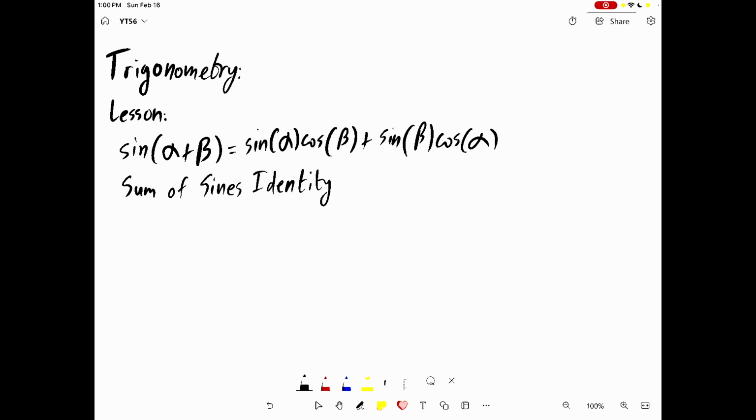Today's lesson is about the sum of sines identity, which says if we have two angles, alpha and beta, we can say sine of alpha plus beta is equal to sine alpha times cosine beta plus sine beta times cosine alpha, as shown on the screen.